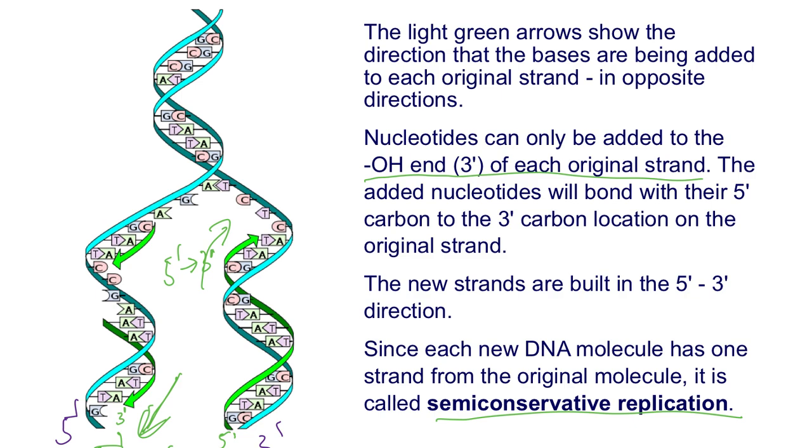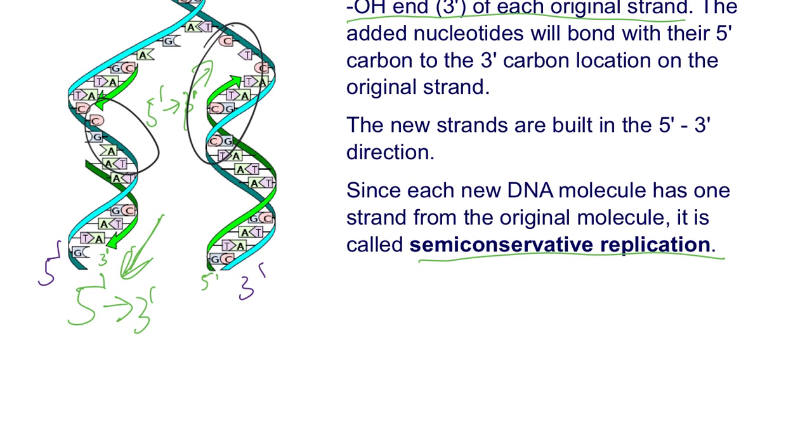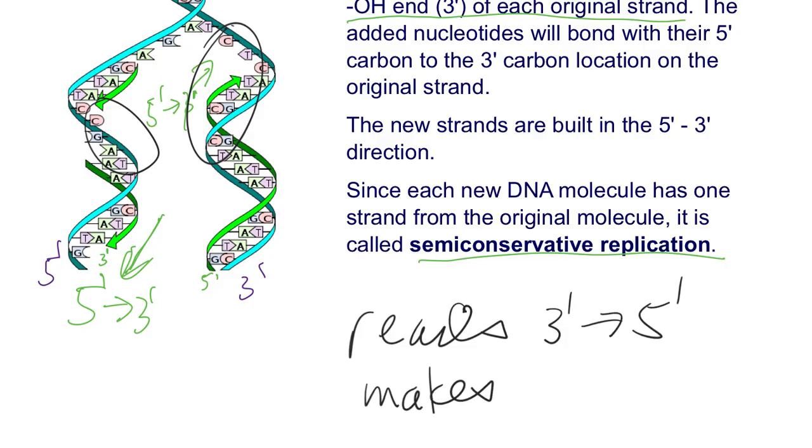What we see here, they're not showing the DNA polymerase, but it's there on both ends. So let's draw it. There's the DNA polymerase on both ends. The DNA polymerase reads the template DNA molecule in the 3 prime to 5 prime direction. But it makes the new DNA, because the new strand is anti-parallel, in the 5 prime to 3 prime direction.